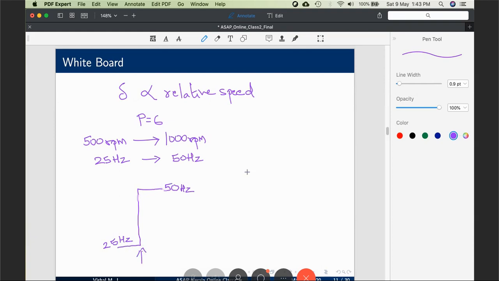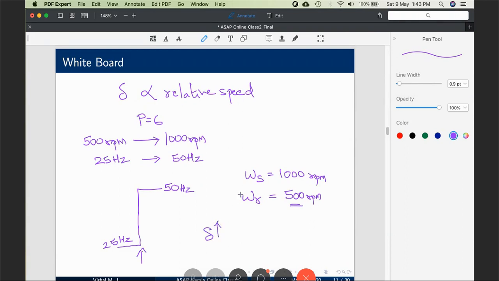What is it? Now, what is your new synchronous speed? 1000 RPM. Because the moment you apply 50 Hertz, the speed will immediately change. It is an electrical domain. Whereas rotor speed is still at 500 RPM, the earlier speed. See, what is the relative speed between them? It is as big as 500 RPM, which means delta increases rapidly and abruptly.